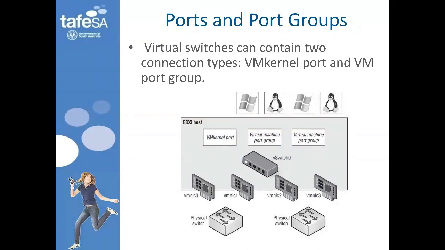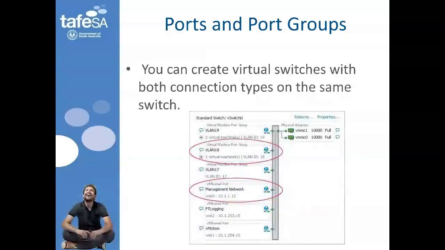So now we have one virtual switch. They could all be on the same virtual switch, and they've got 4 NICs now. They could all be load balanced or NIC teamed, and physical switch. They can all go into the world. But they can all have different VLANs between these virtual machine port groups, and so forth. So if we look at this, you can create a virtual switch with both connection types on the same switch. So we've got multiple different types of port groups here. We've got some for virtual machines, some for VM kernel. And that's what I was saying before.